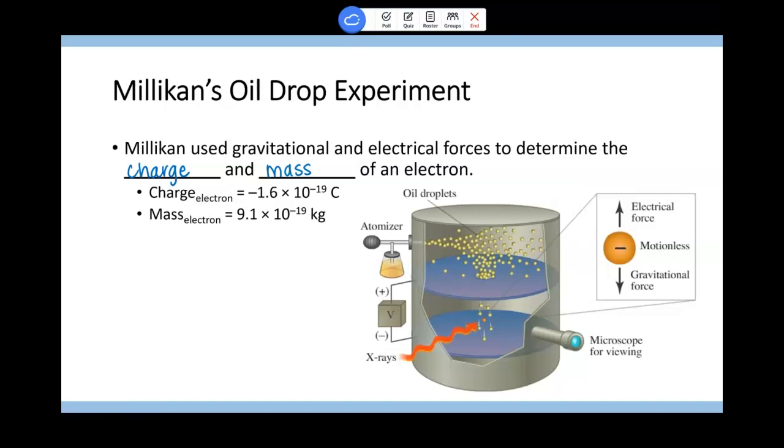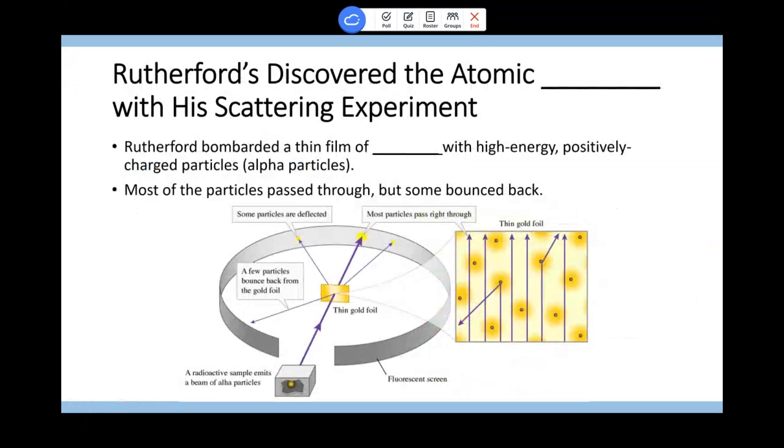So from these three experiments so far, from the first one, we know there's a positive particle and a negative particle. Second one, we know there's the charge to mass ratio. And then with this one, we find the actual charge and the actual mass of an electron. We don't know much about the nucleus yet, those positively charged particles. So that's this last experiment. This was Rutherford, who discovered the atomic nucleus.